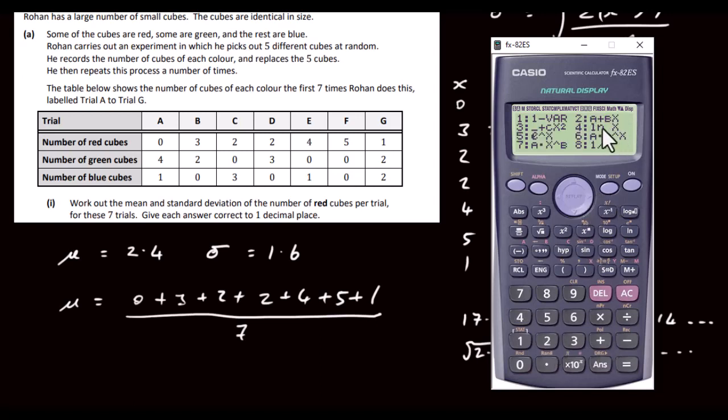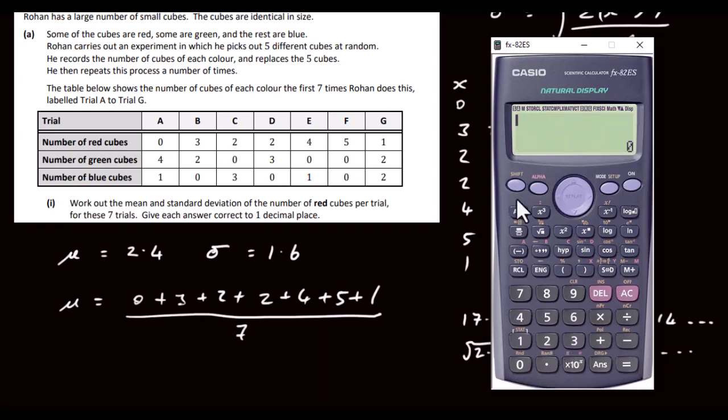And we have 2 variables now, so we're going to look at this one here. So we have to put in all the individual numbers again. So the x's are 0, 3, 2, 2, 4, 5, and 1. Now if we move over and up, we have to put in the green ones now, so that's going to be 4, 2, 0, 3, 0, 0, and 2.